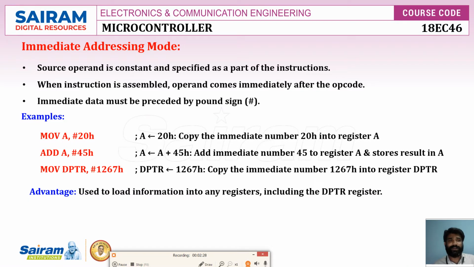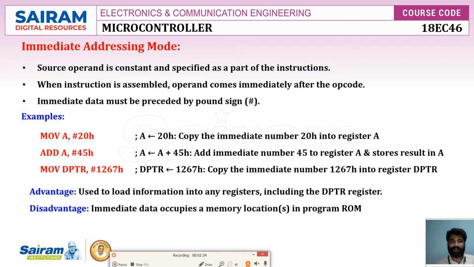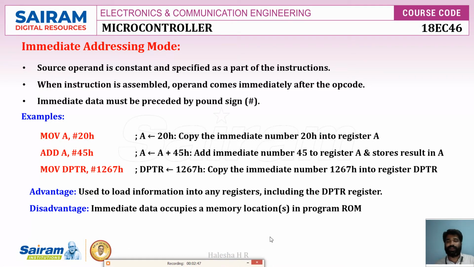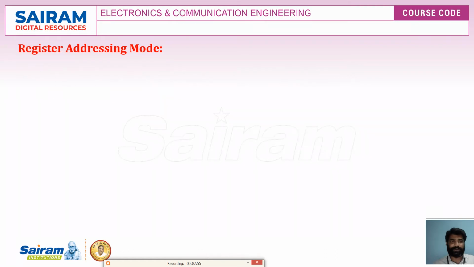The advantage of this addressing mode is that it is used to load information to any register including a DPTR, and the disadvantage is that immediate data occupies a memory location in the program. So that is about immediate addressing mode. Remember, in the immediate addressing mode, data is specified as a part of an instruction and should be preceded with the pound sign. Next we'll see register addressing mode.